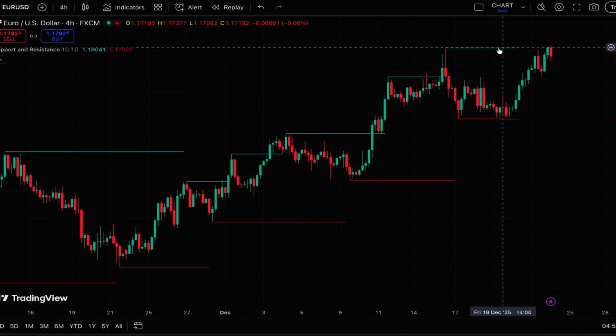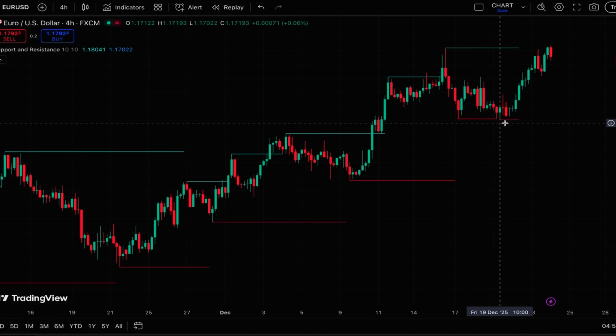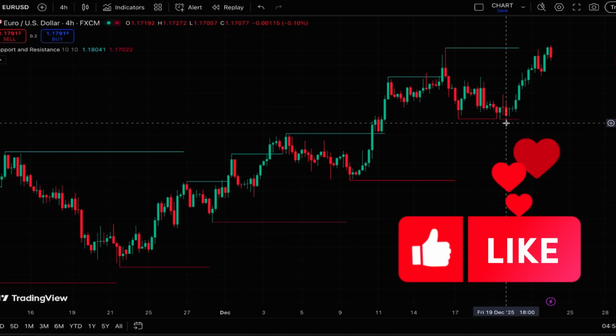For example, this is a potential resistance level and this is a support level. So if you're looking for a simple indicator that shows potential support and resistance levels on the chart, this indicator is a perfect choice for you.